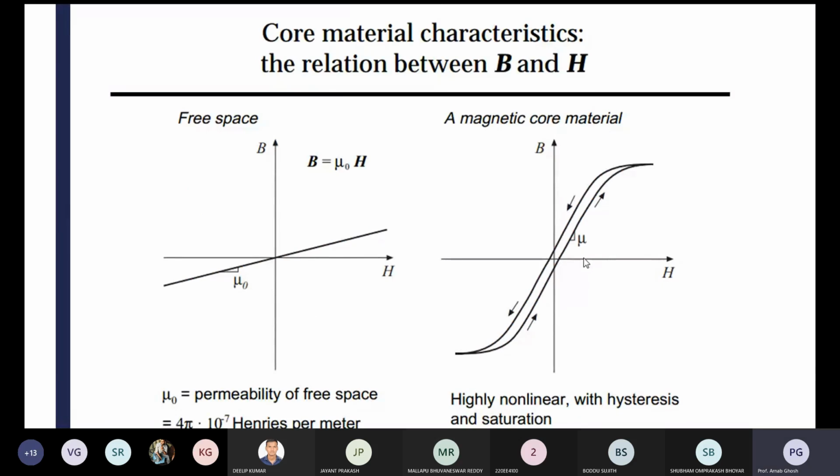So how much will phi increase? Definitely, all the molecular magnets are aligned as per the lines of force, or lines of MMF, meaning the field MMF. So they will be aligned. Then what happens? If you increase beyond that value, there are no more molecular magnets left to align. After that, it will be saturated.